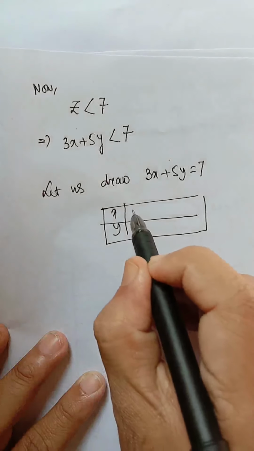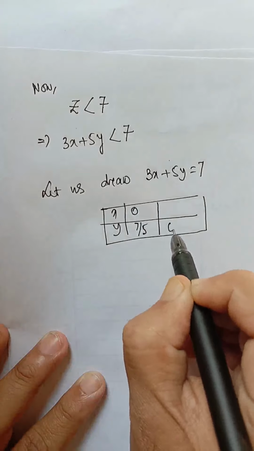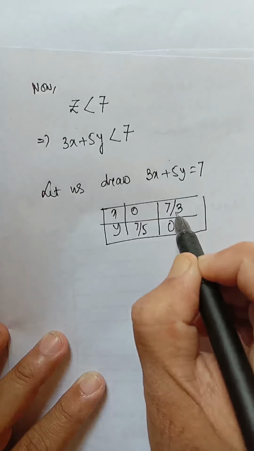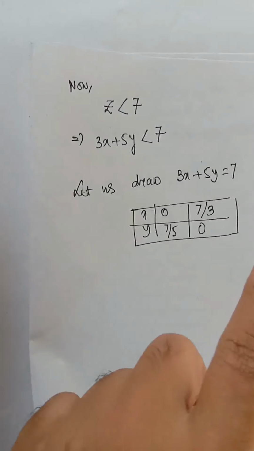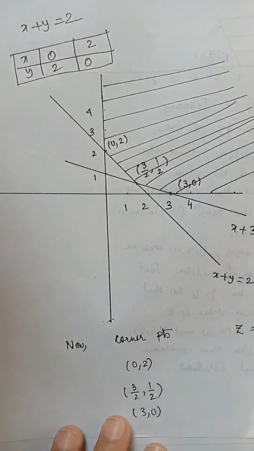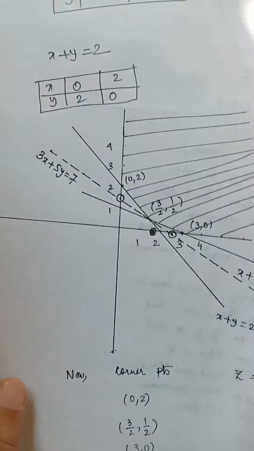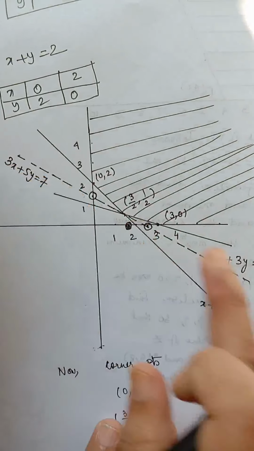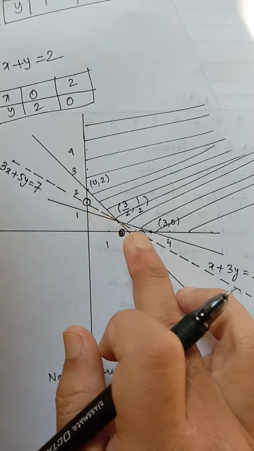When x equal to 0, y equal to 7 by 5. When y equal to 0, x equal to 7 by 3. We'll draw this line 3x plus 5y equal to 7 in the same graph. I have drawn 3x plus 5y equal to 7 here, and this broken, dotted line represents the straight line 3x plus 5y equal to 7.